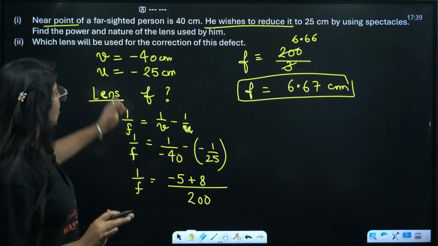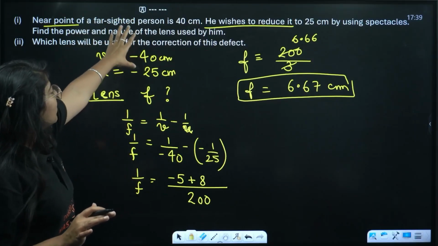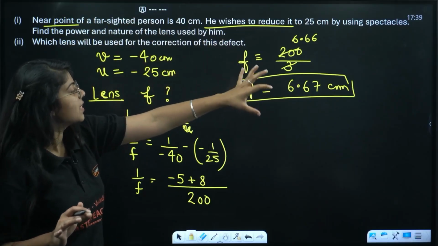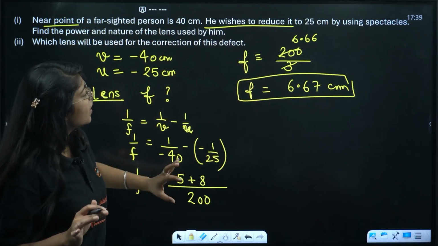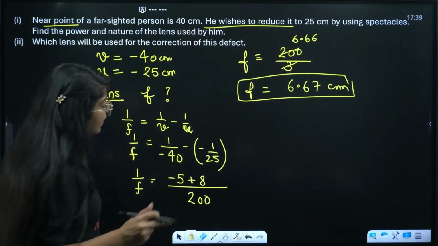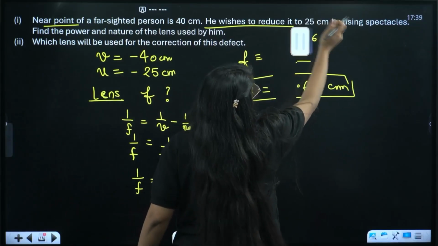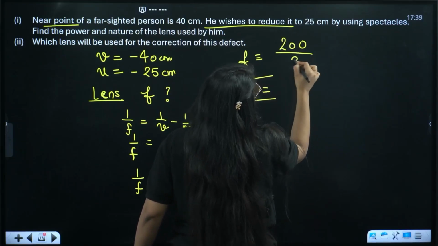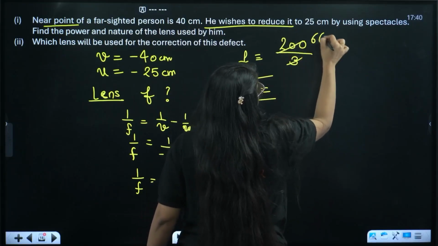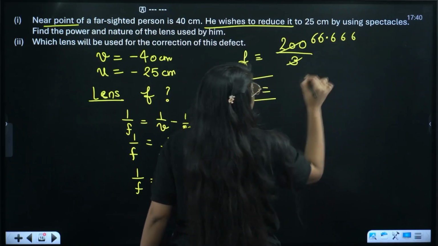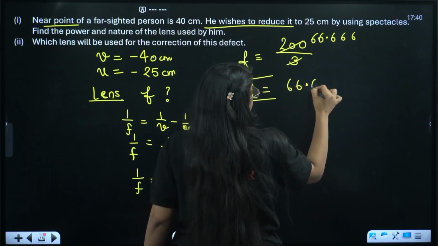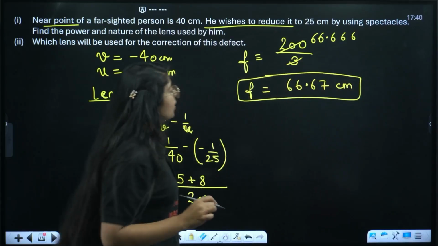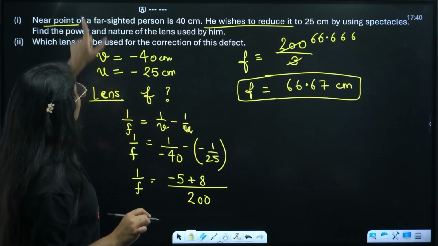Okay, so u we have minus 25, v we have minus 40, f will be 6.67. Hey, it will not be 6 point, right? It will be 66 point. Yeah. Okay. This will be 200 divided by 3, not 20 by 3. 66.666, so you can write 66.67 centimeter. Done. Now we have to find the power as well.